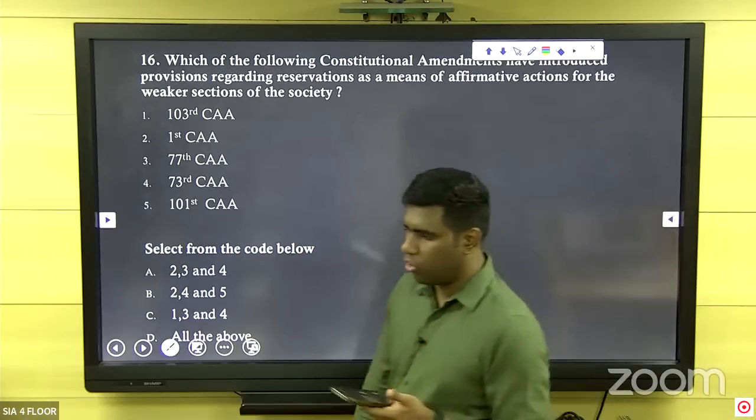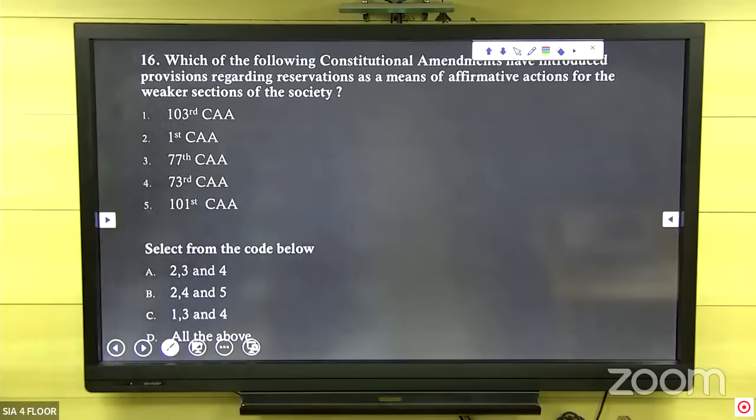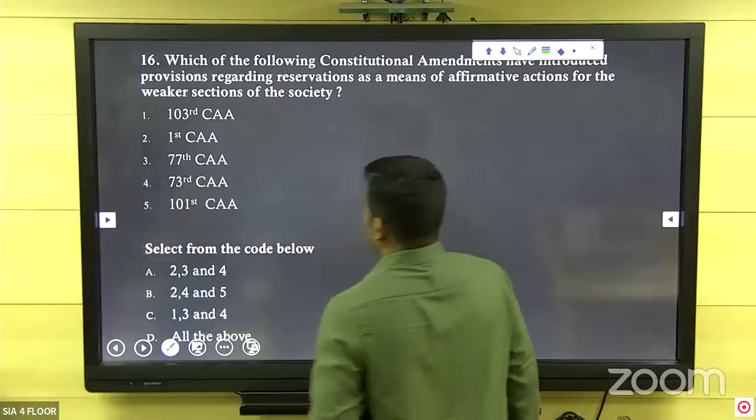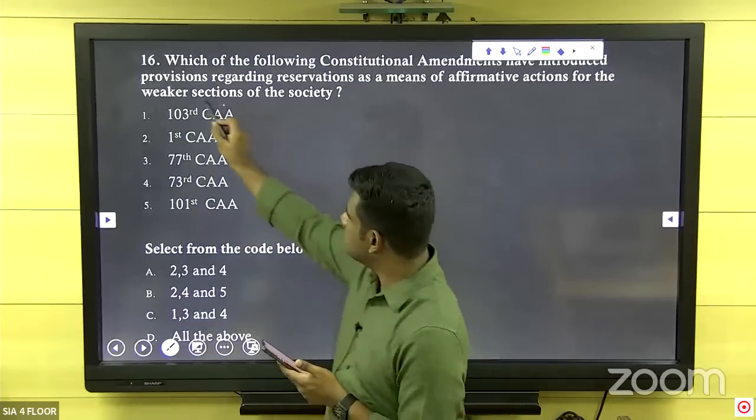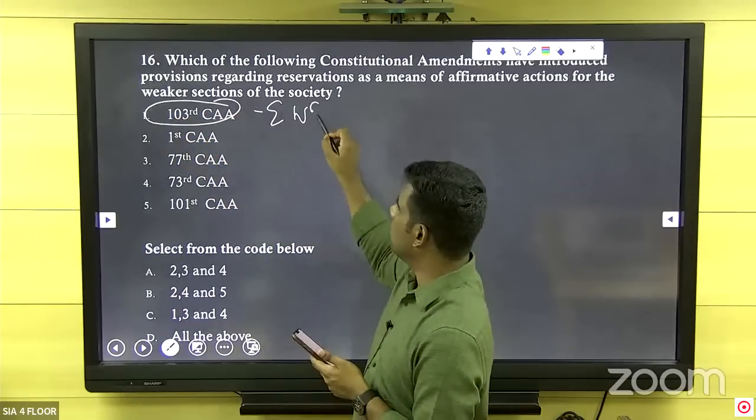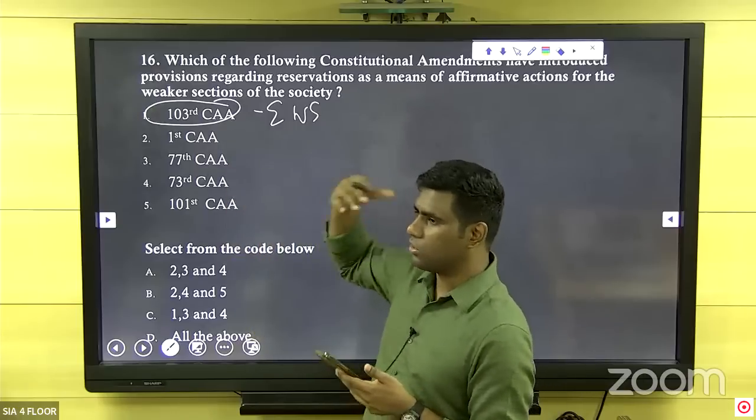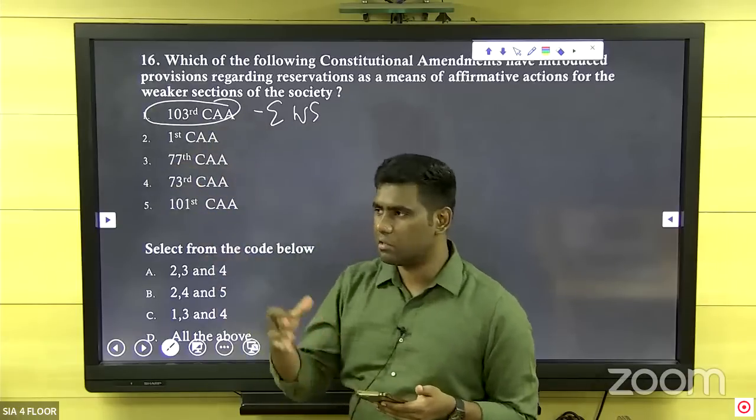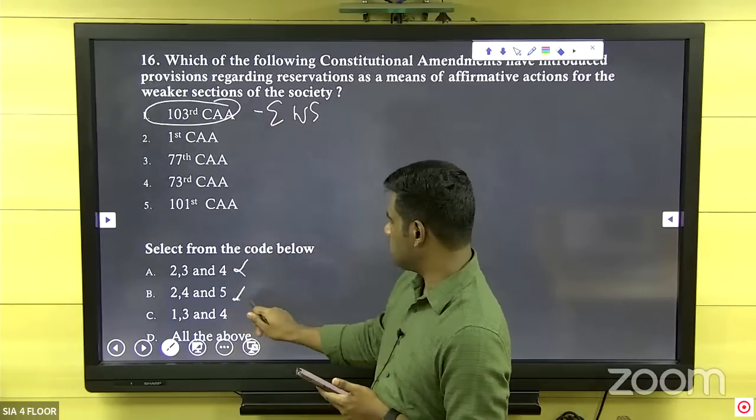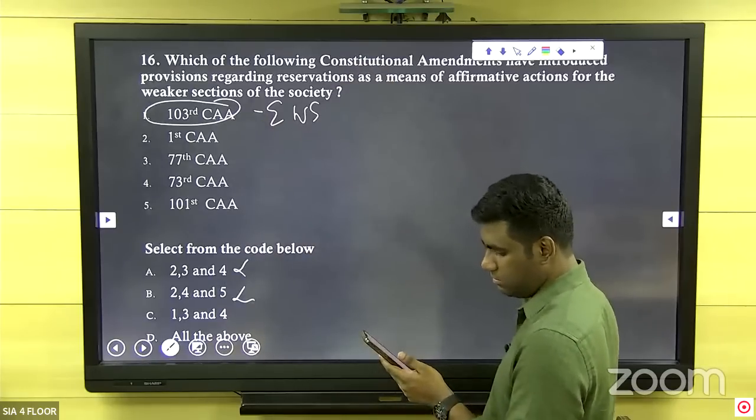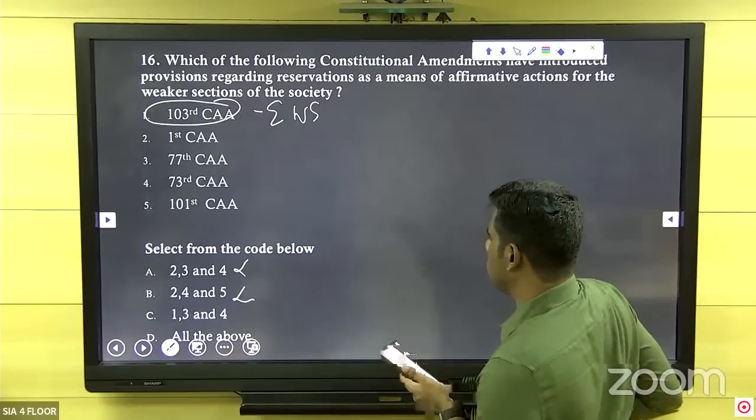See, it is simple. If you know what to be eliminated, the answer is simple. It may look like a lot of numbers and all, but it's actually not so difficult. A can never be the answer because the 103rd is the amendment which provides for EWS. What are you? I think you're not thinking. Okay, if you're thinking that the 103rd Amendment Act is the reason why we have reservations, definitely A should be there. So these cannot be the answer. It's a simple question. Either C or D.